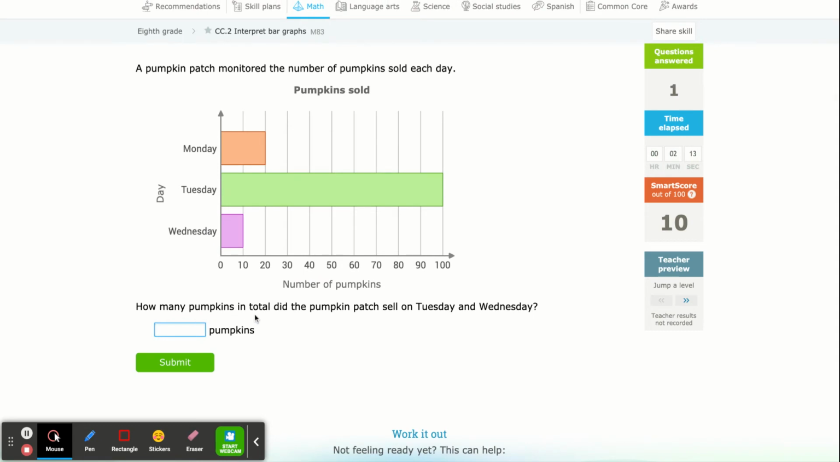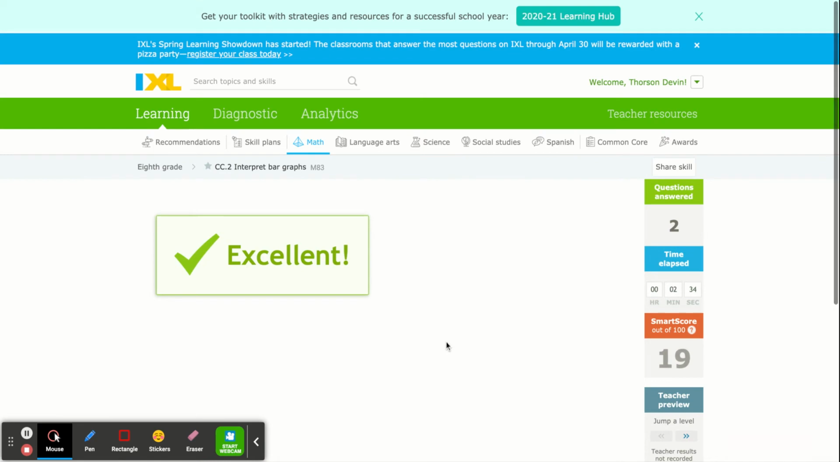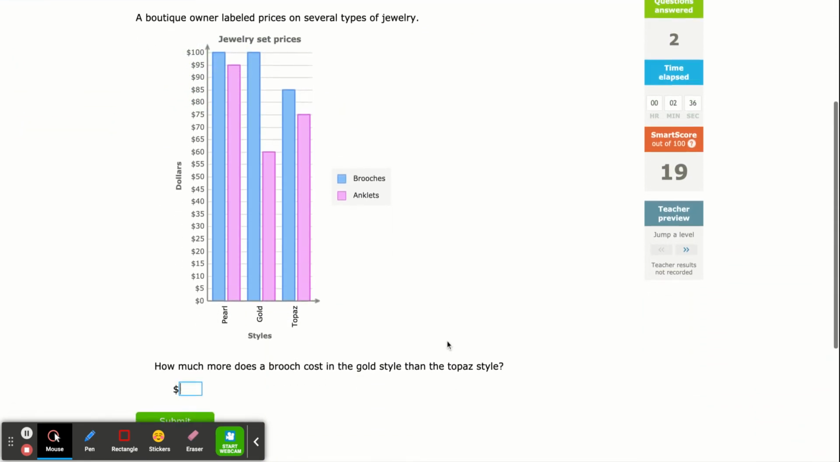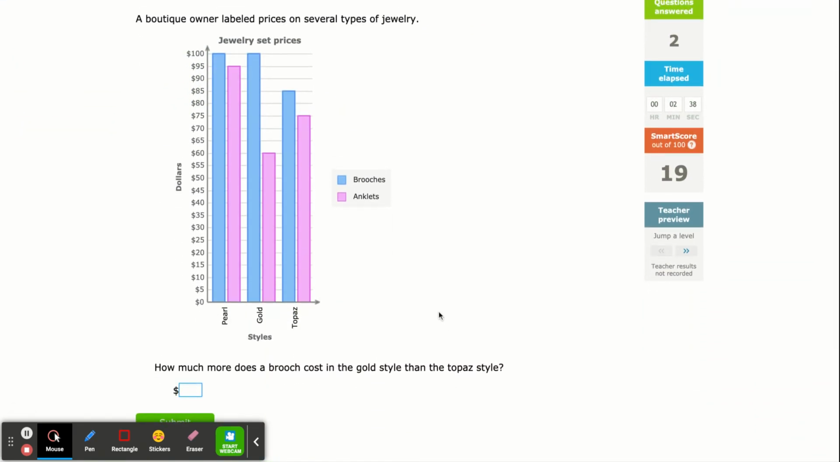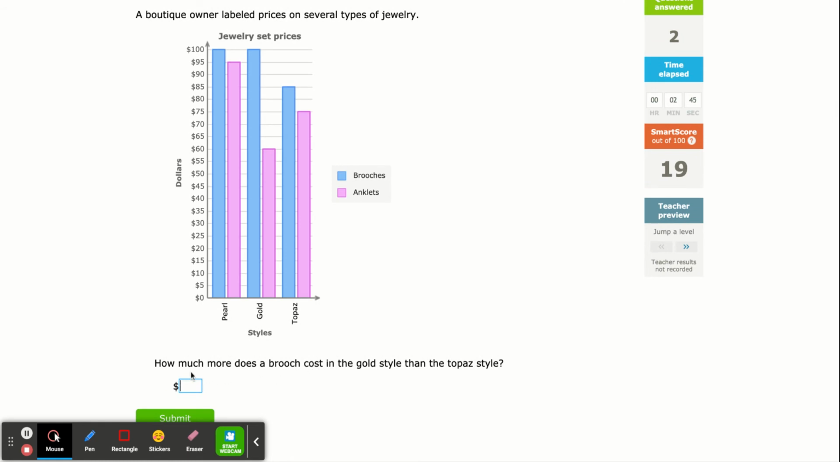Here it says, how many pumpkins in total did the pumpkin patch sell on Tuesday and Wednesday? So again, as we look at this, is there pumpkins sold Monday, Tuesday, and Wednesday? We want to know how many were sold on Tuesday and Wednesday. So I need to add the total of 100 plus what they sold on Wednesday, which is 10. So that's 110. Again, just be careful as you read. And it's surprising how many people go into life not being able to understand graphs and stuff, which are in papers and on the news all the time. And this is something you will see.